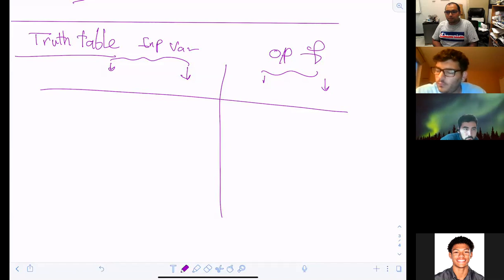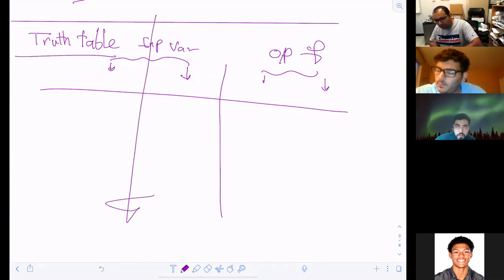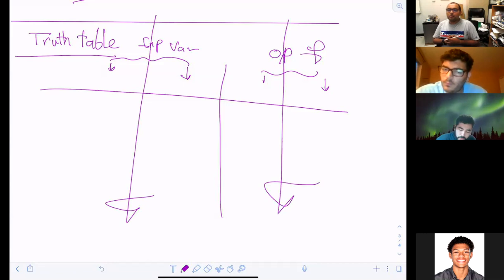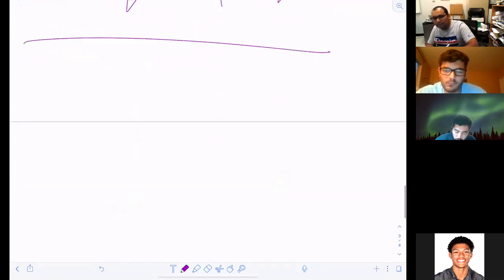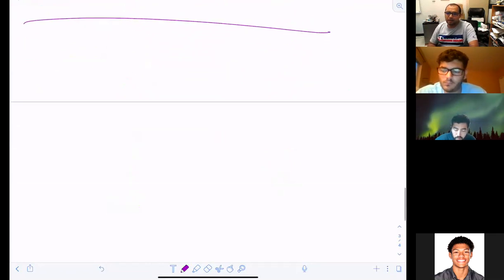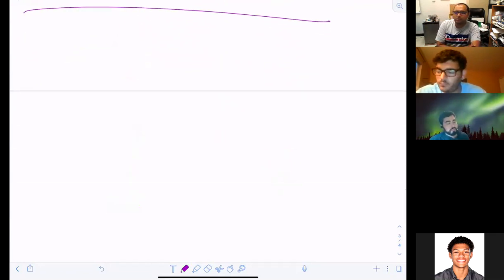That makes sense? Again, any truth table has two parts. One part stores all the input variables we have, while the output functions will be on the other side of the line of the truth table. Let's have an example. The first example is actually defining gates.